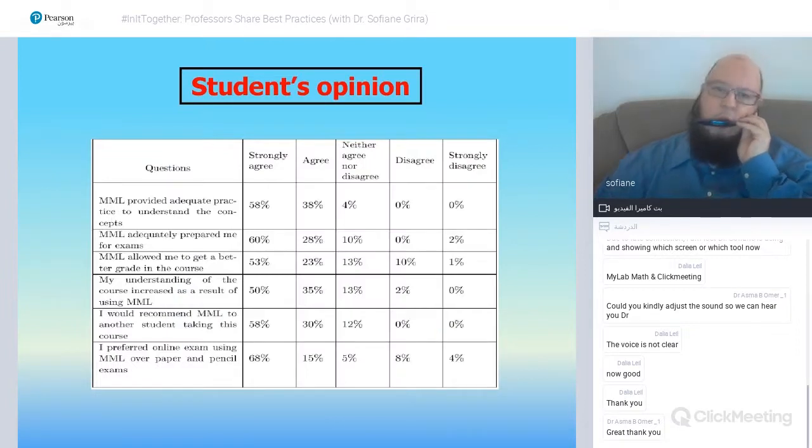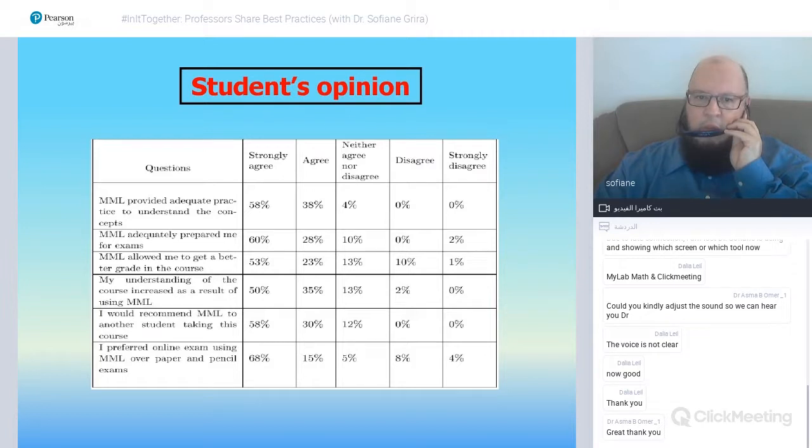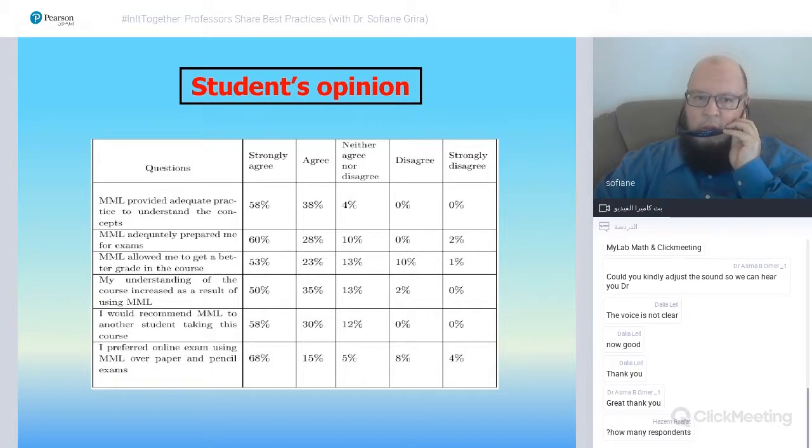Now, this is a survey which I did with my students. The question: MML provides adequate practice to understand the concepts. Between strongly agree and agree, it's almost 96%. MML adequately prepared me for exams, around 88% agree. MML allowed me to get a better grade in the course, 76% agree and strongly agree. My understanding of the course increased as a result of using MML, 85% agree or strongly agree.